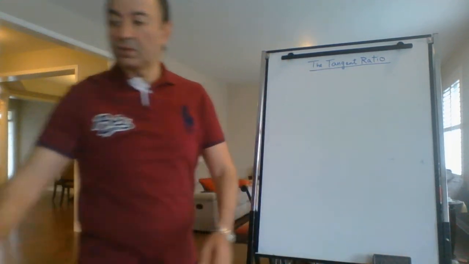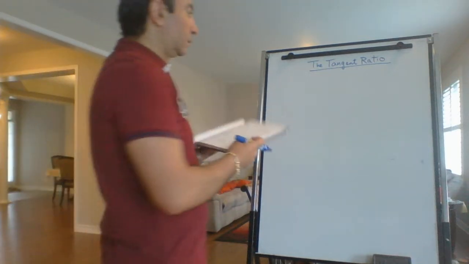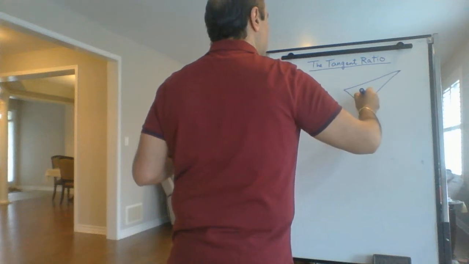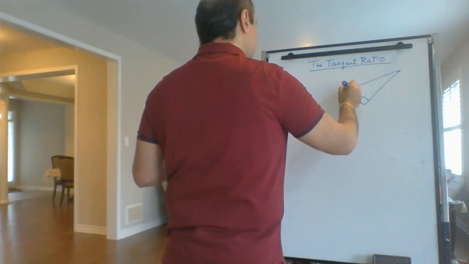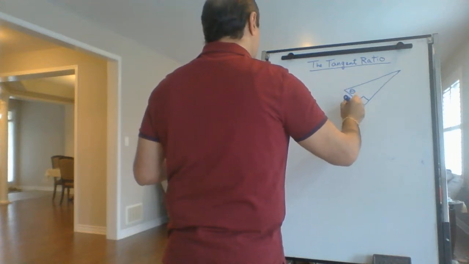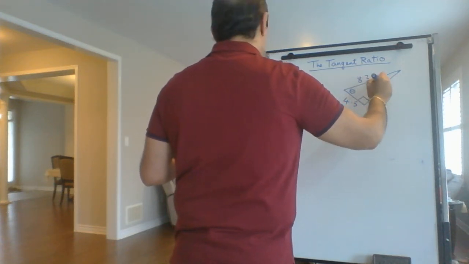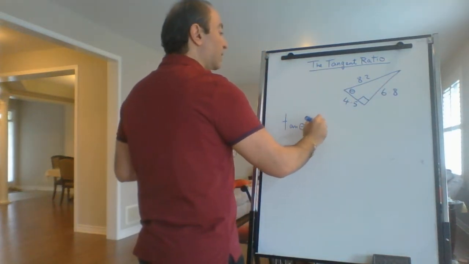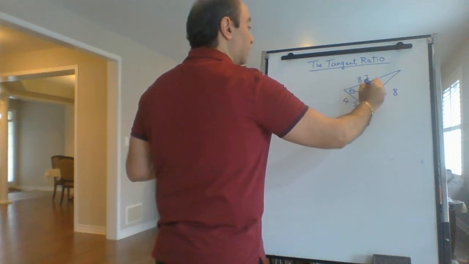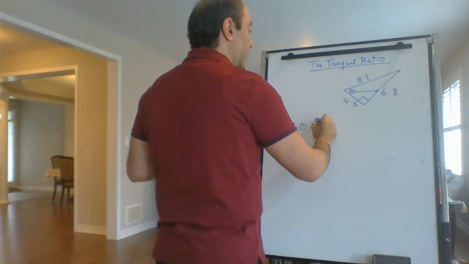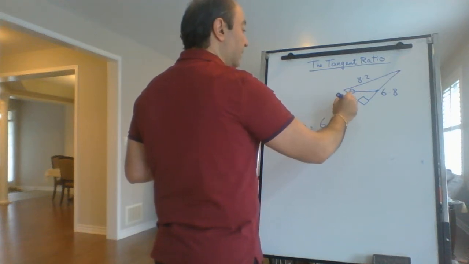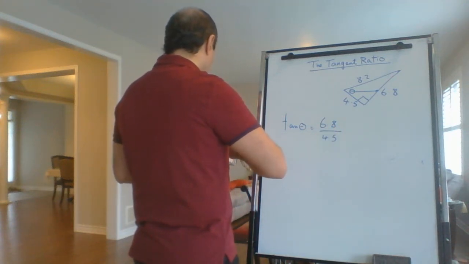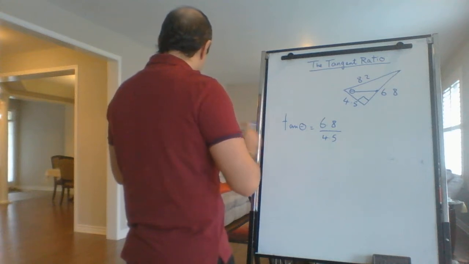So let's say we have a triangle that looks like this, with a 90 degree angle, and this is theta, and the sides are 4.5, 8.2, and 6.8. Tan theta will be the opposite to theta, so 6.8 over the adjacent, which is next to theta but not the hypotenuse, 4.5. Okay. All right.